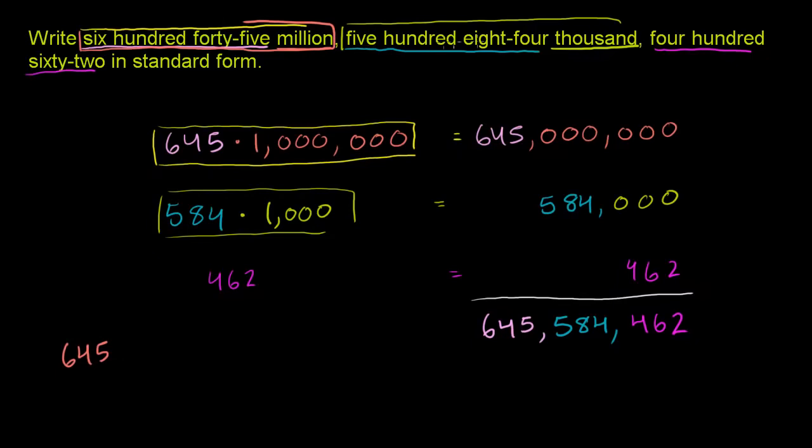And then you say 584,000. So then you write that down, 584,000, keeping in mind that you're going to need 3 digits to the right of that. And so if they didn't tell us 462, we would just put 3 zeros here. And that would also fulfill the 6 zeros we need behind 645 million. But then they tell us 462, so we just write that right here. 462.